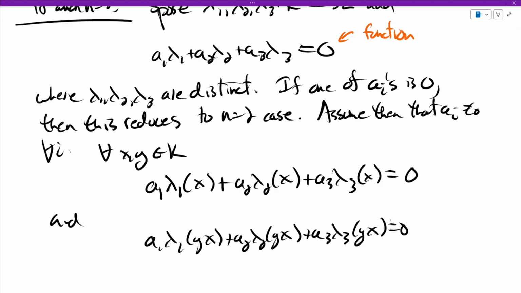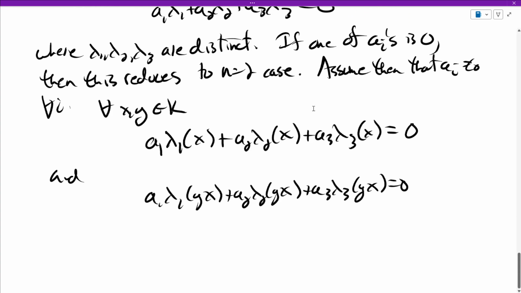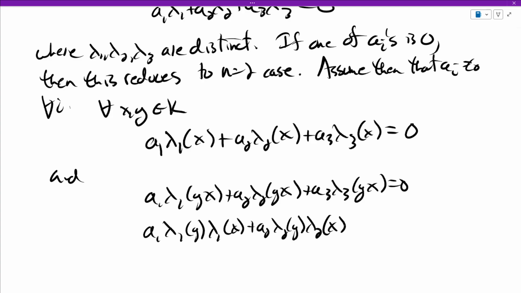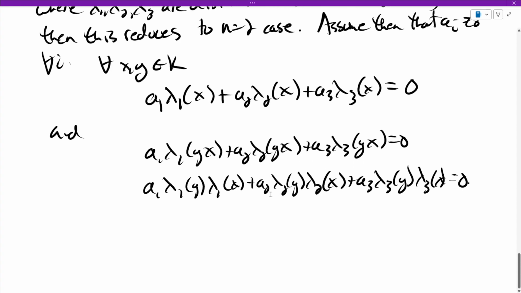Just as in the n equals 2 case, we're going to do something entirely analogous to that. And since the lambdas are not just linear maps, they're field monomorphisms, we can break the lambdas up under multiplication, of course. All right, cool. Now we are going to use that the lambdas are distinct. So since lambda 1, lambda 2, lambda 3 are distinct.